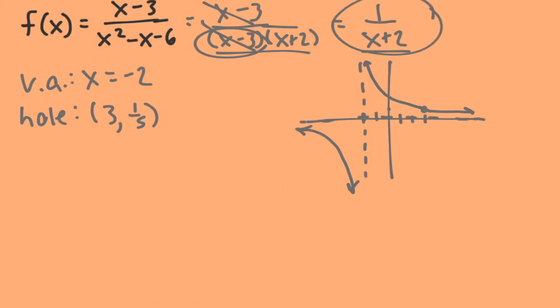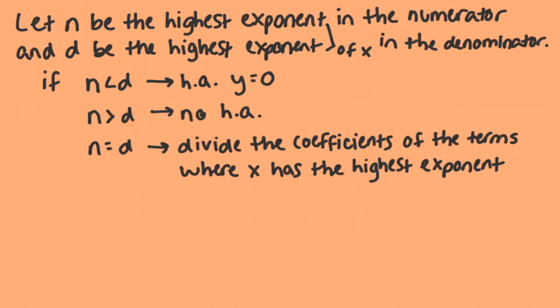If you look at the graph, you'll see that there's also a horizontal asymptote at y equals 0. If n is the highest exponent of x in the numerator, and d is the highest exponent of x in the denominator: if n is less than d, the horizontal asymptote is at 0. If n is greater than d, there's no horizontal asymptote, and if they're equal, you divide the coefficients of the terms where x has the highest exponent.